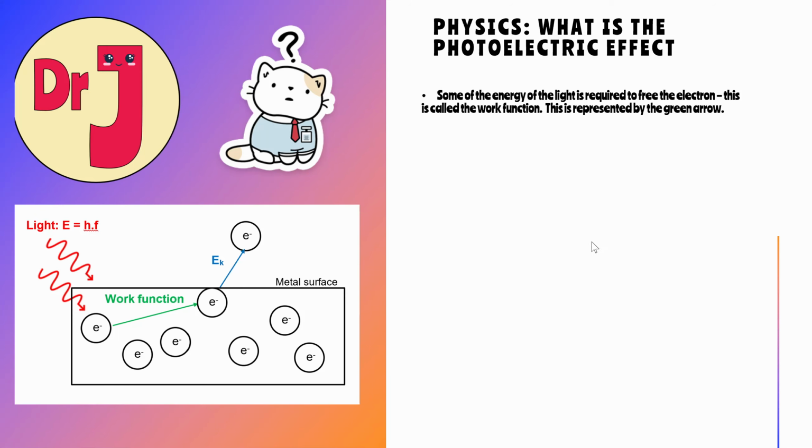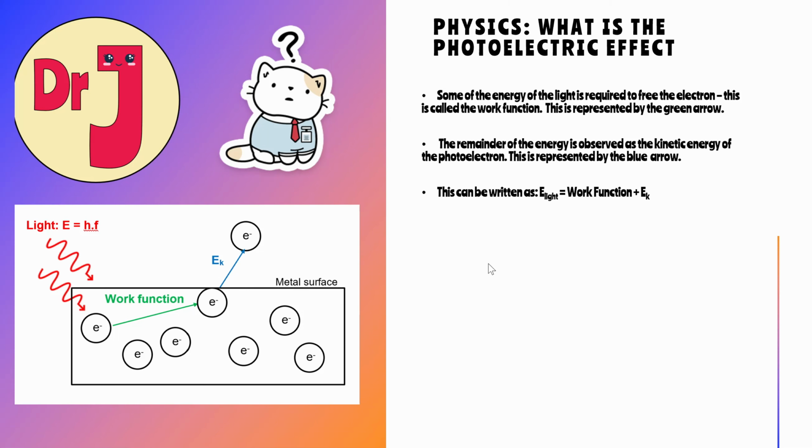Some of the energy of the light is required to free the electron, and this is called the work function, and this is represented by this green arrow here. The remainder of the energy that the photon has given to the electron is imparted as kinetic energy. And so that photoelectron leaves the surface with kinetic energy, and we show that as being a blue arrow. So we can write that the energy of the light is equal to the work function plus EK. So E light equals work function plus EK.